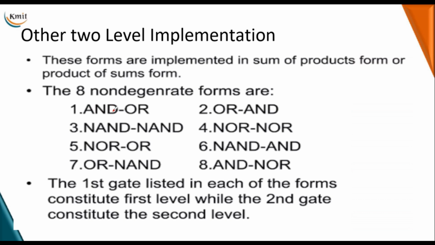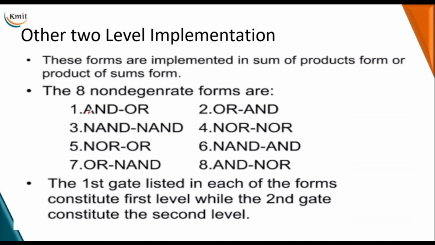So we use a set of AND gates, and in the second level we are using your OR gate. So if your function is in POS form, then it will be implemented using the OR-AND form or non-degenerative form. That means the first level will have a set of OR gates, and in the second level we have your AND gates.